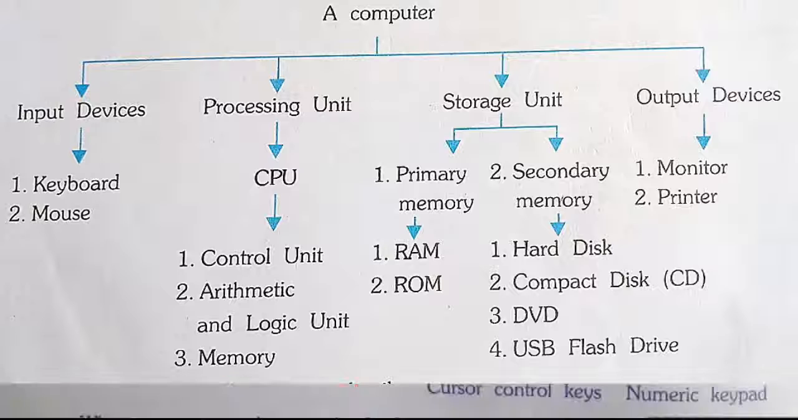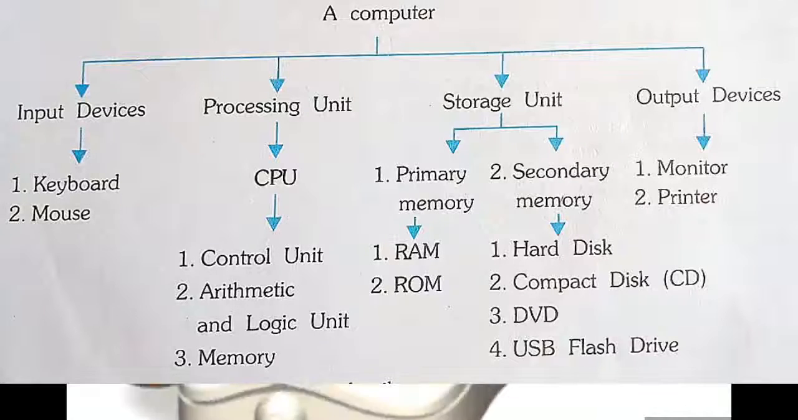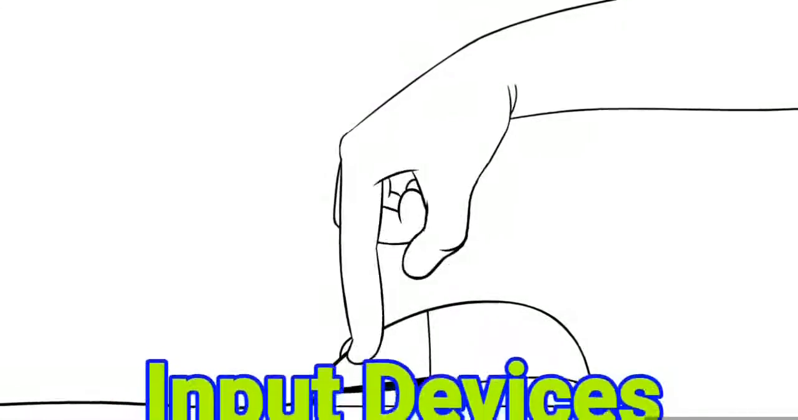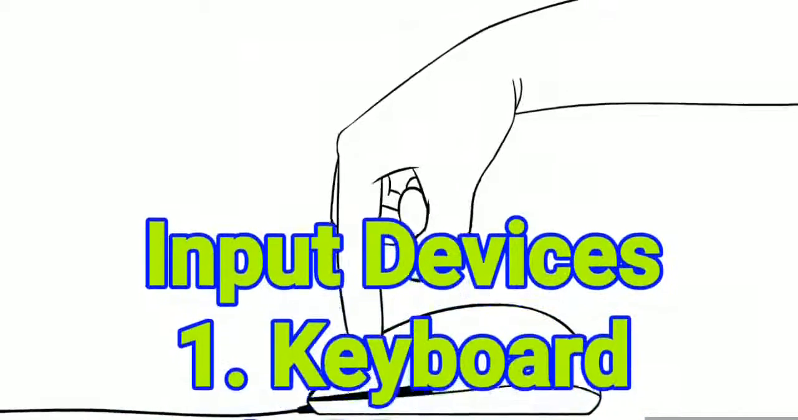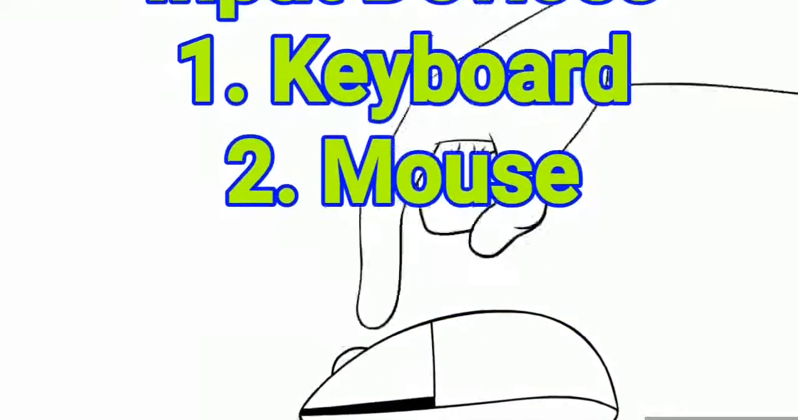The first one is input devices. In the last video I gave the example of a flour mill for input, process and output. The food grain is input, the grinding is processing and the flour is output. Let us discuss the input devices. The first one is keyboard and the second one is mouse. In a computer, the keyboard and mouse are used to enter data and instructions into a computer. Hence, they are input devices.